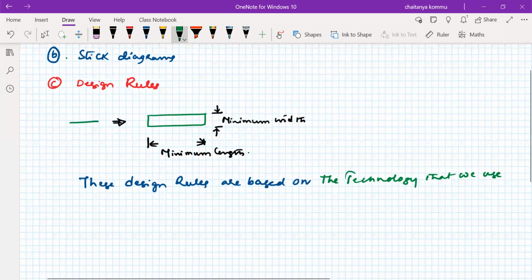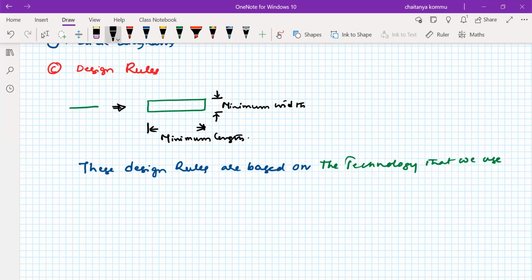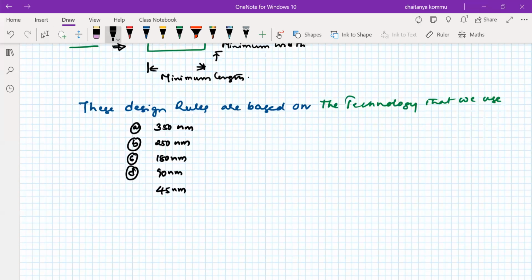Okay, generally the technology, in the sense, is the length of the transistor. For example, let us consider the different technologies. For example, 350 nanometer technology, 250 nanometer technology, 180 nanometer technology, 90 nanometer technology, next 45 nanometer technology, 32 nanometer technology, 22 nanometer technology.